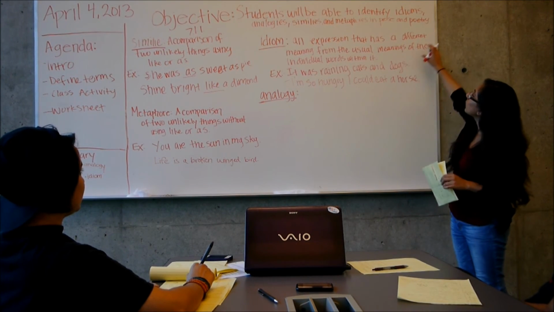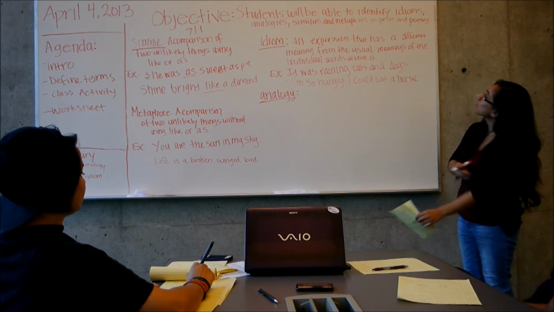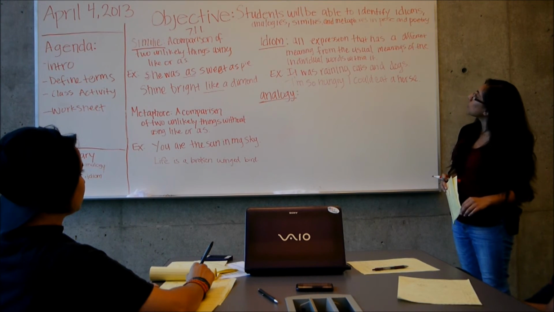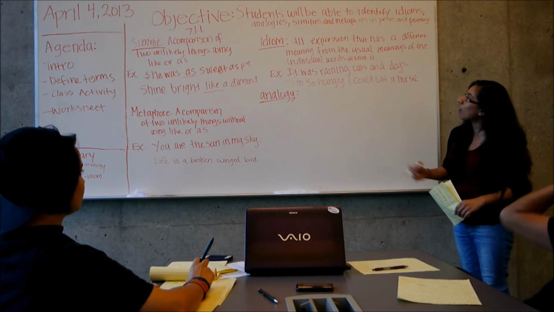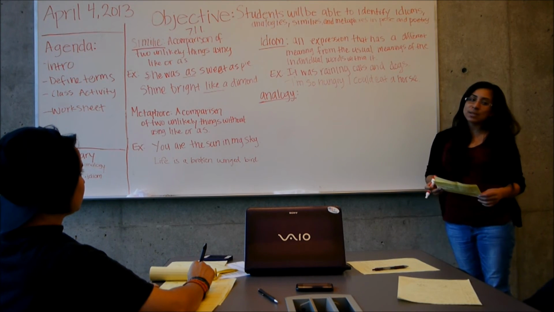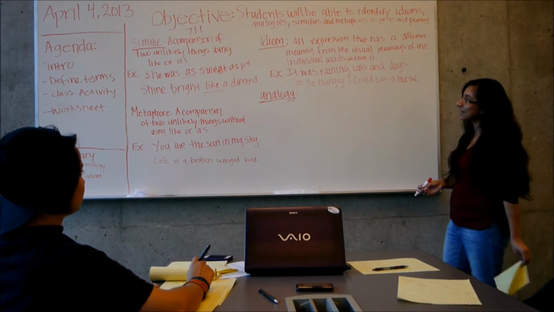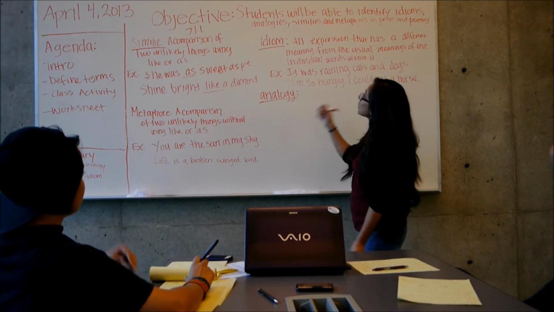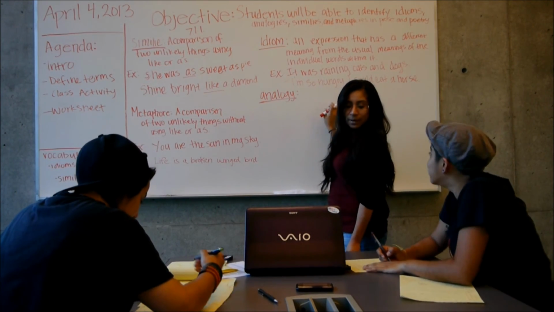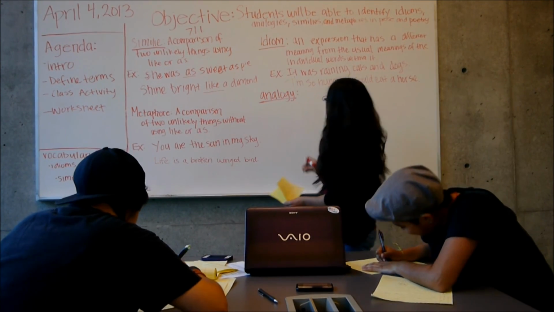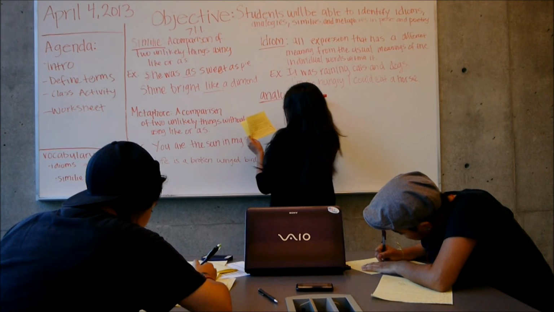So let's just review this one more time. An expression that has a different meaning from the usual meanings of the individual words within it. And our examples are, it was raining cats and dogs, and I'm so hungry I could eat a horse. Okay, so now let's move on to analogy. Have you guys written these examples down? Write them down so you guys can read them in your notes. Okay, and in the meanwhile, I'll write the definition for analogy.